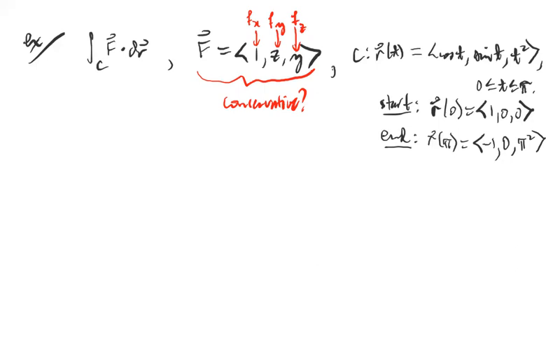Now, you can go check the curl, but just sit here and think about it for a minute. Can you think of a function, little f of x, y, z, that has the property of having x, y, and z derivatives equal to those things? Yes. X plus YZ. That simple. X plus YZ, don't you see, right?